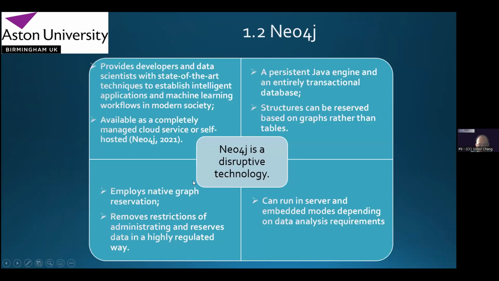Neo4j is a disruptive technology, which means that you are using the latest technologies such as AI, blockchain, data analytics, and so on. It provides developers and data scientists state-of-the-art techniques, because we don't have to spend too much time on programming, as our focus is on a business solution. We have to provide a solution for business and organizations, rather than spend too much time on programming and debugging, which loses the purpose.